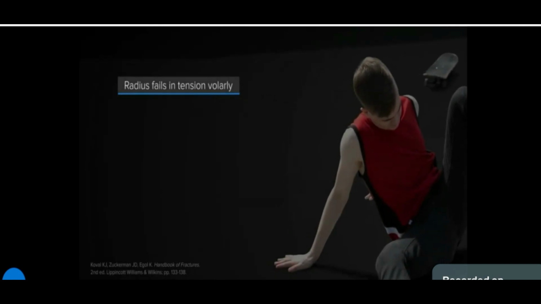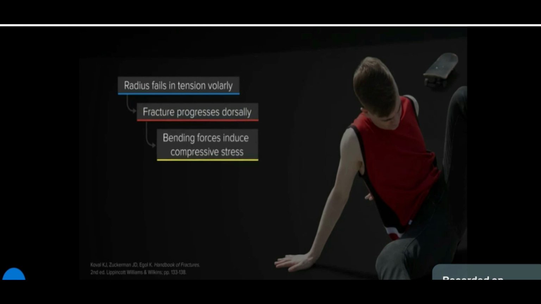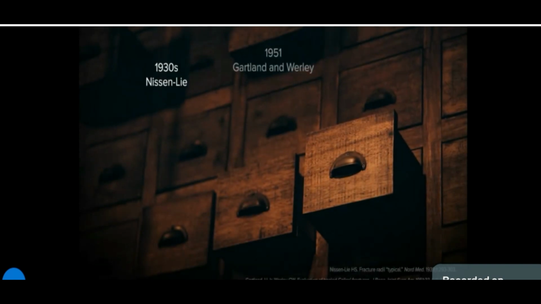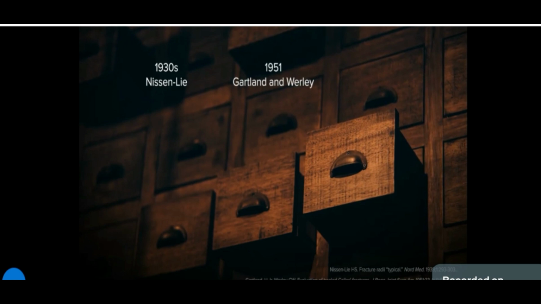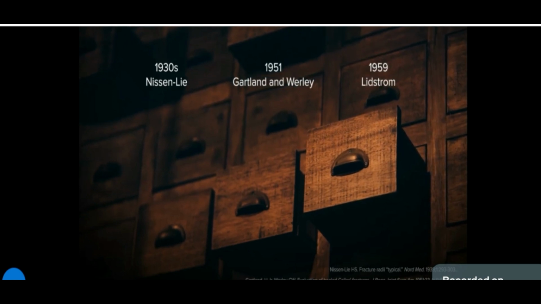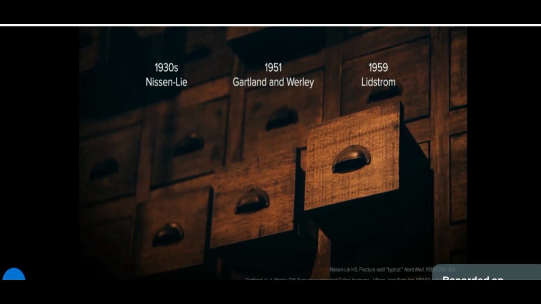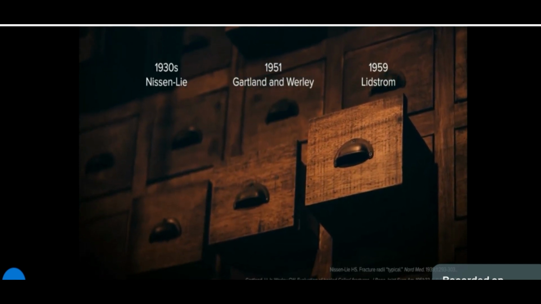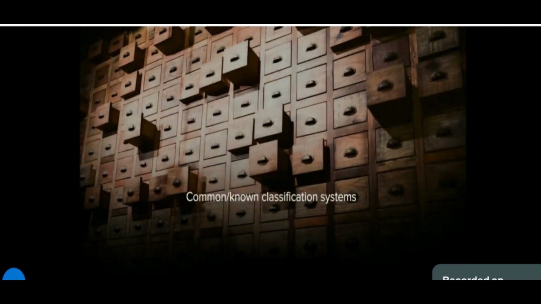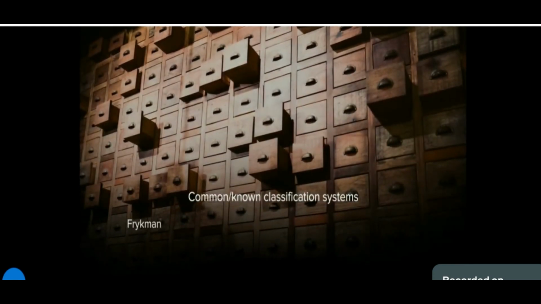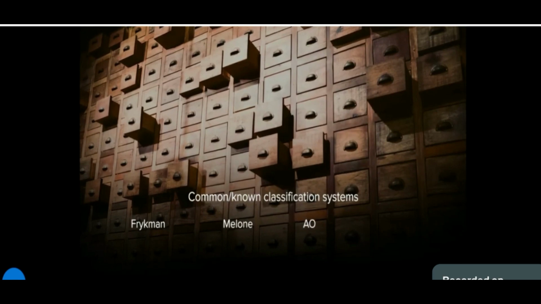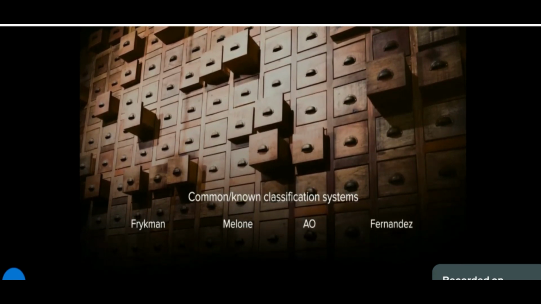The radius initially fails in tension volarly, with the fracture progressing dorsally where bending forces induce compressive stresses, which may even result in dorsal comminution. Earliest attempts at classification were made during the 1930s by Nissen and Lai. Later, Gartland and Werley in 1951 and Lidstrom in 1959 developed systems that were based on the presence of displacement at the site of fracture and involvement of the radiocarpal joint. More recent well-known systems are the Frykman, Melone, AO, and Fernandez classification systems.